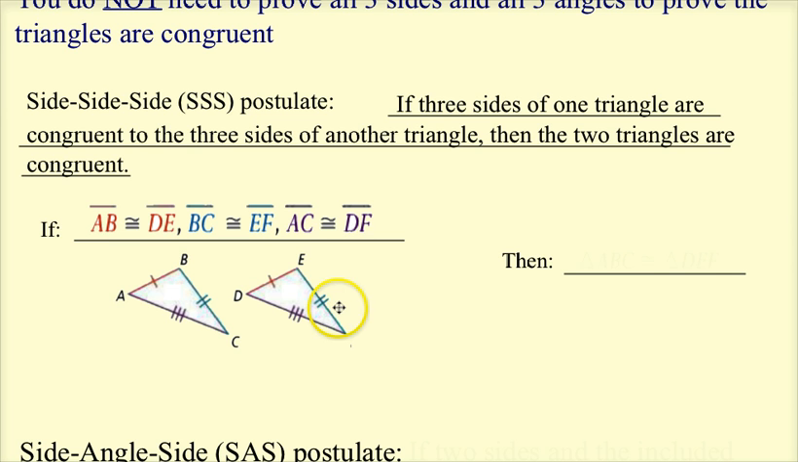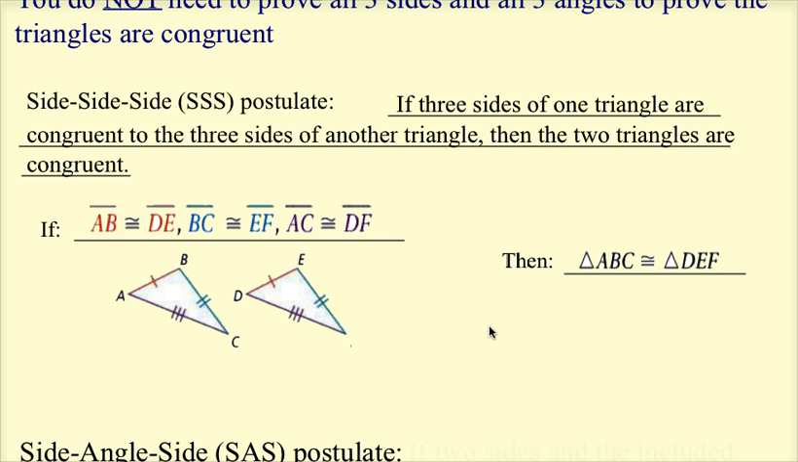If you know all 3 sides are congruent to all 3 sides, you don't have to have the angles. The angles automatically will be congruent, so you don't have to prove them. All you have to prove are the 3 sides, so it makes it much easier to do the proof. So if we know all 3 sides, then triangle ABC is congruent to triangle DEF. And we want to be careful about the way that we write these. Remember, the corresponding sides have to go in order. Okay, so if you need to pause the video to continue writing, you can.